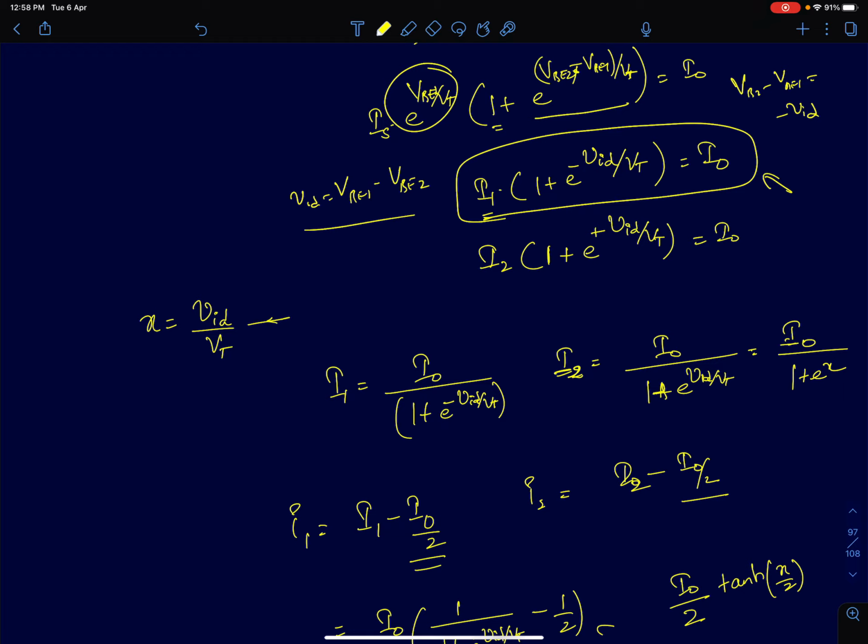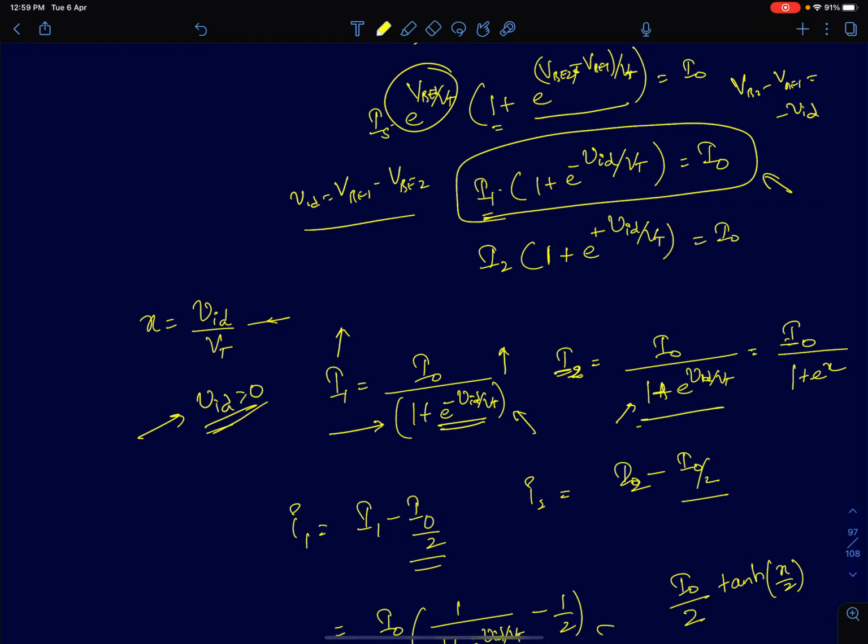Now these currents, even if you look at these expressions, make intuitive sense, because if you assume VID is greater than 0, then I1 has to increase, because the base of one of the transistors is positive and the other one is negative compared to the other. So I1 has to increase and I2 has to decrease. So if VID is greater than 0, e power minus VID will decrease. So you can see the denominator is decreasing, so I1 will increase.